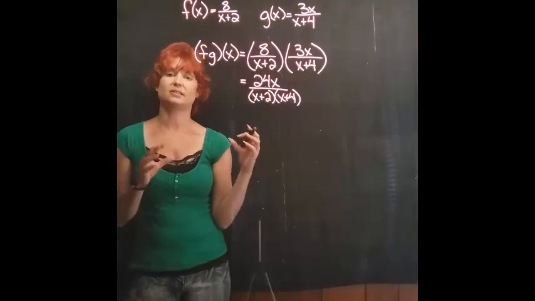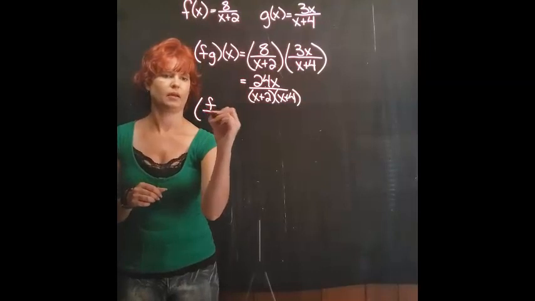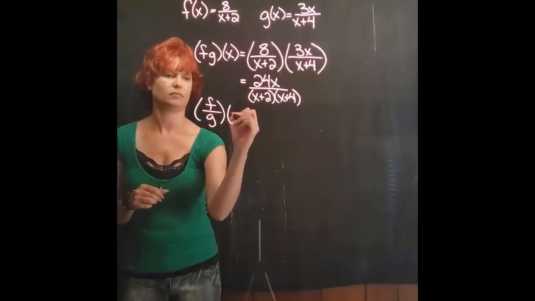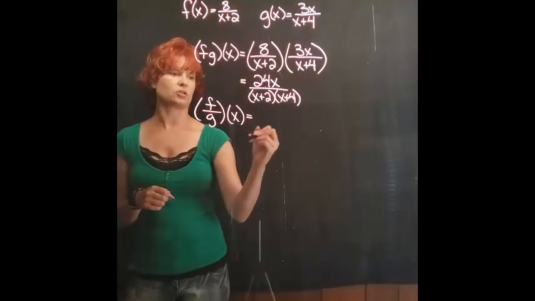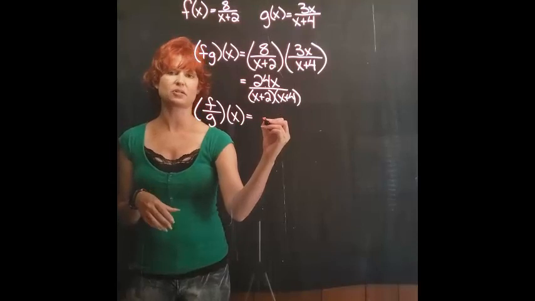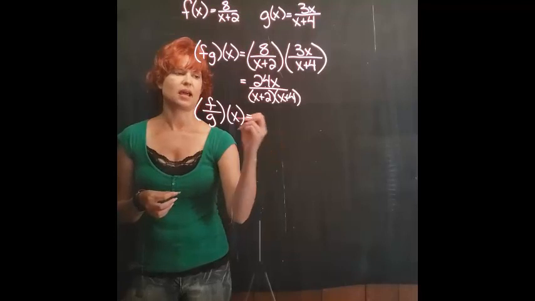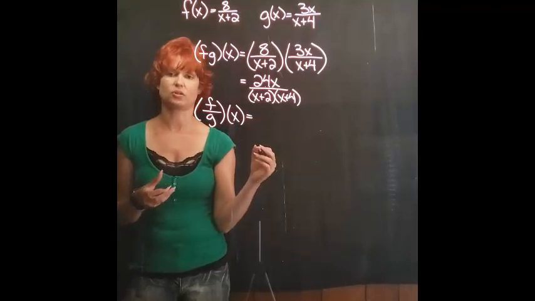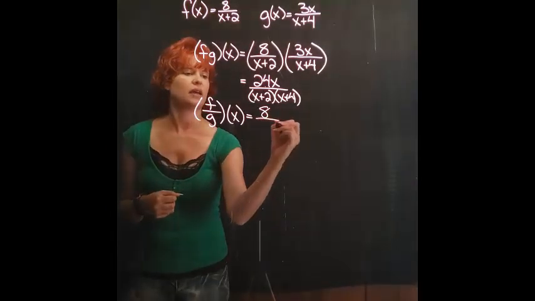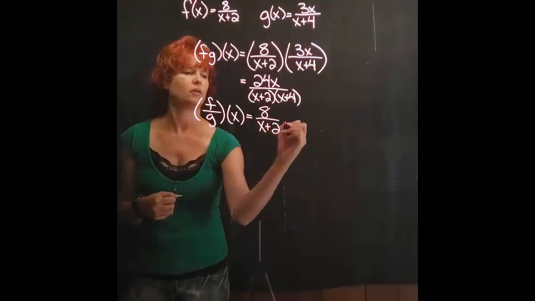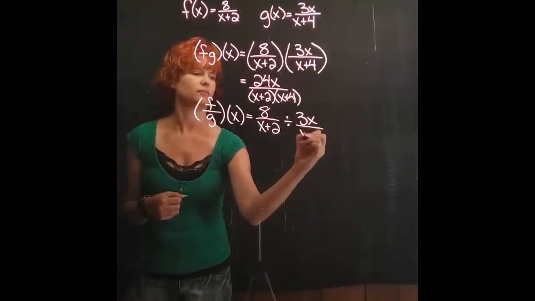So now let's look at dividing. f divided by g of x. So again, we're just looking at dividing here, and I'm actually going to use a division sign instead of a division bar so that I can show you a little more easily how to divide these rational expressions. So we have f divided by g.